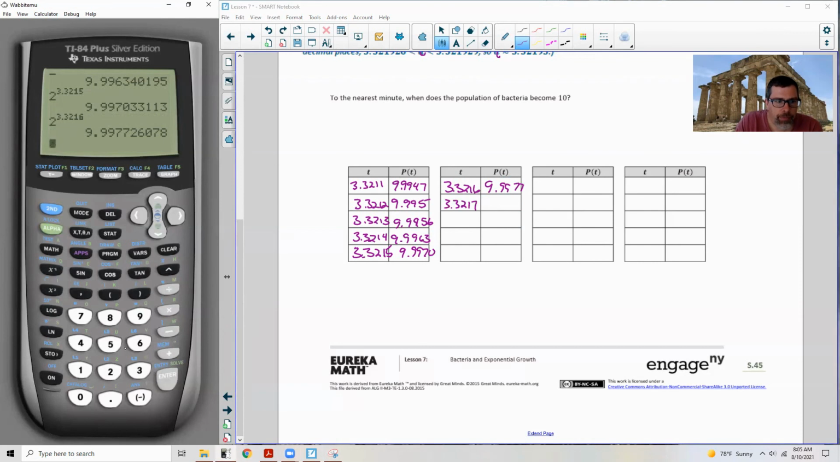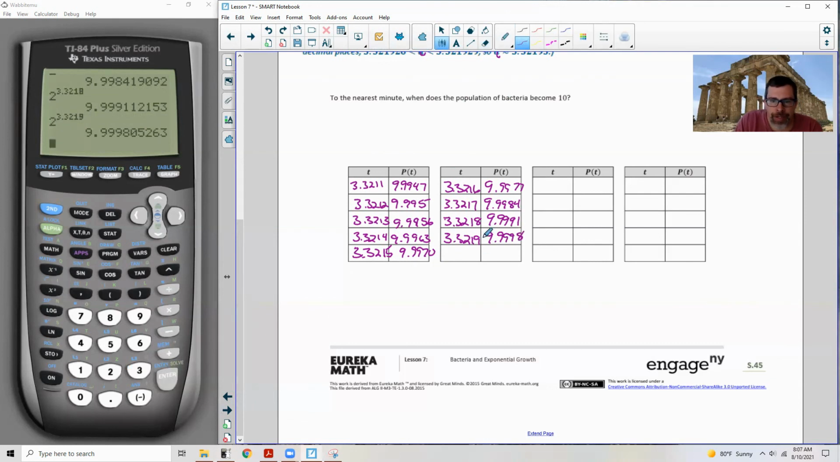3.3217. 2 to the power of 3.3217. Still not 10. We're getting closer though. 9.9984. Now we'll do 3.3218. 2 to the power of 3.3218 is 9.9991. We are now 9/1000ths away. 3.3219. 2 to the 3.3219 is again 9.999 or 8. No, it's 9.998. All right, so guess what?